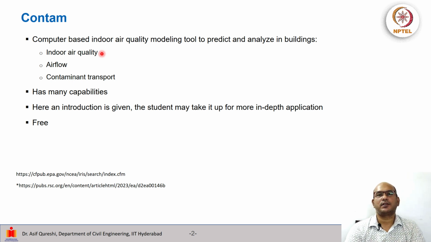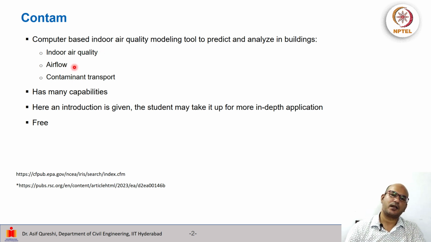So indoor air quality with respect to CO, CO2, PM2.5, PM10, PM1, all the gases, formaldehyde, acetaldehyde, even heavy metals it can do. So all the contaminants that are possible in indoor air, we can in principle include them in this air quality model.